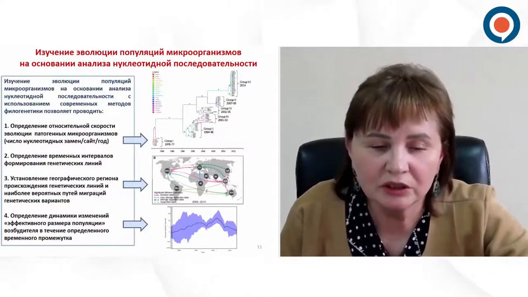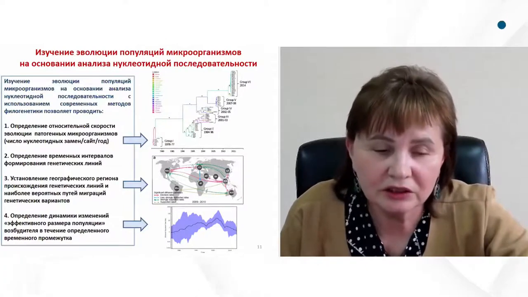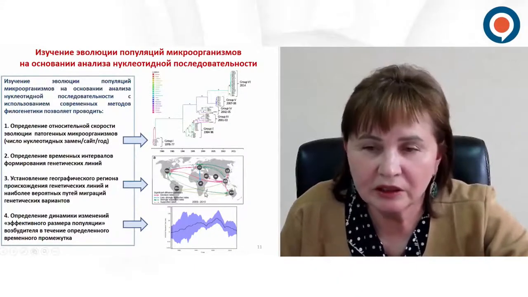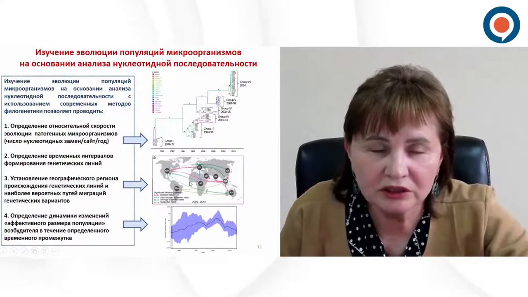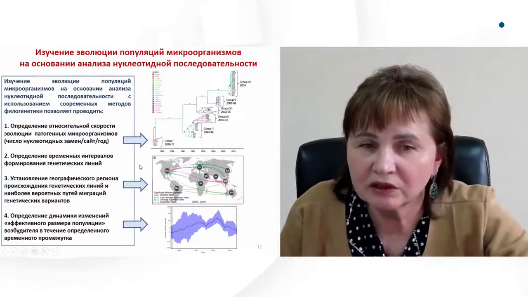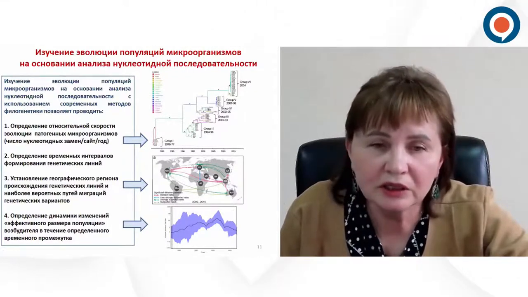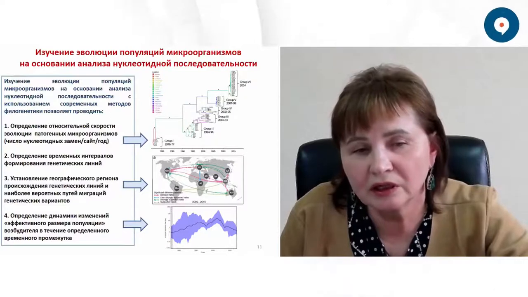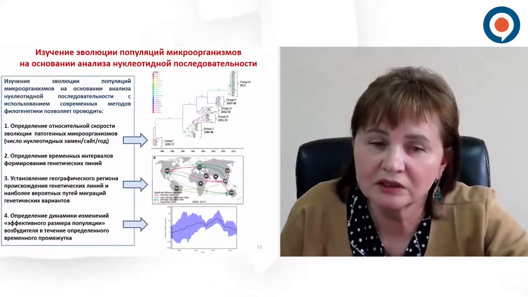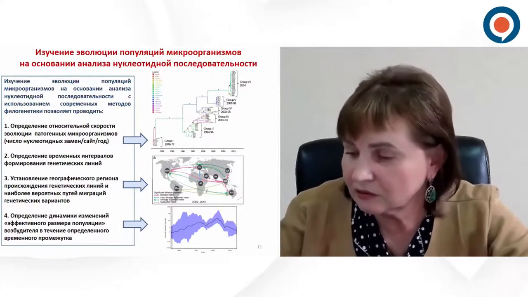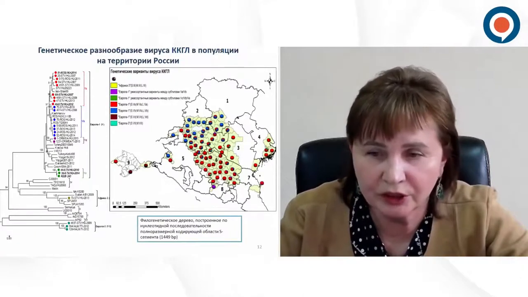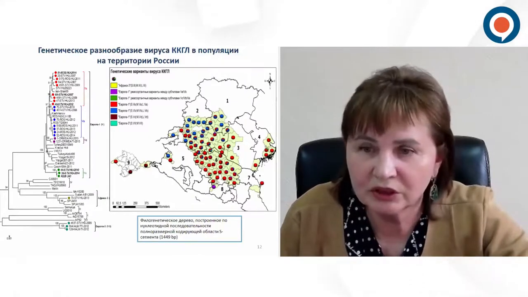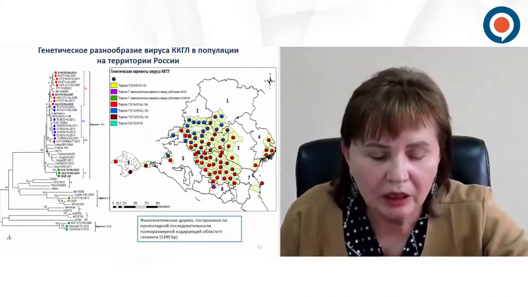And the research and use of contemporary methods of phylogenetic analysis, for example, Bayesian phylogenetics methods, provided for construction of space and time distribution of the virus. And we also could study the speed of evolution of the virus, so in relative terms, understand the intervals of shaping of genetic strains, understand the initial regions of these viruses and ways of migration of these variants. And we also could define the effective changes in population of Crimean hemorrhagic fever during a certain period of time. And we also used these methods to set the following.